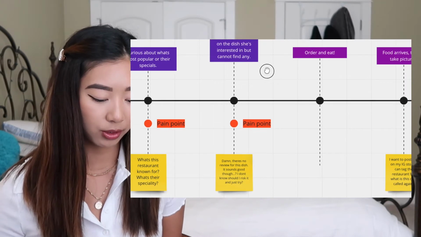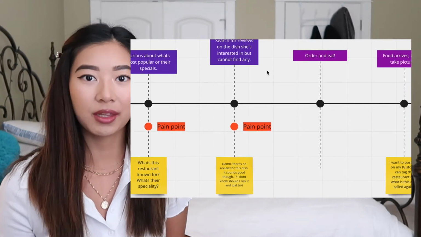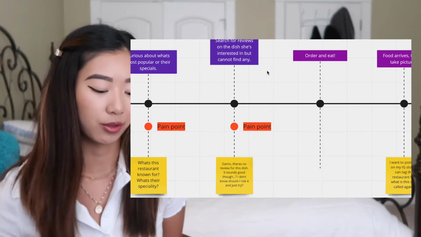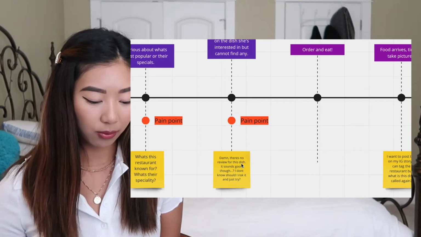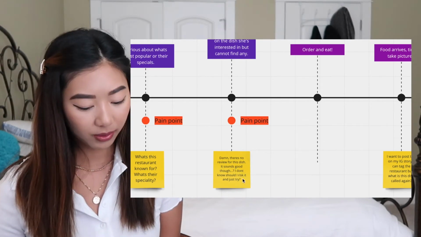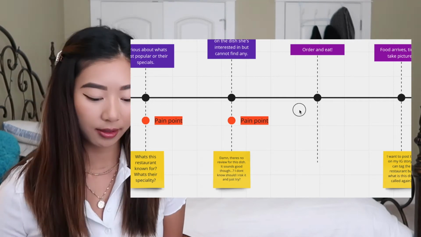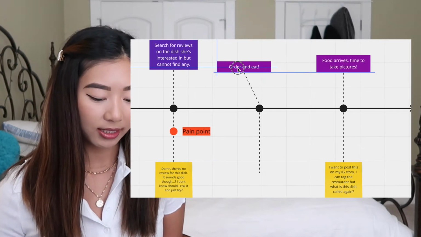That could be a pain point too, you know, that happens. You want to eat something and that one has no picture or no reviews on it. Damn, there's no review for this dish. It sounds good though. I don't know, should I risk it or just try? Order and eat.